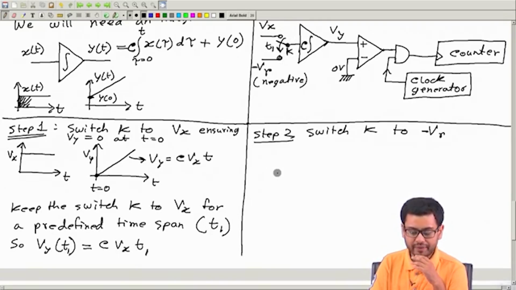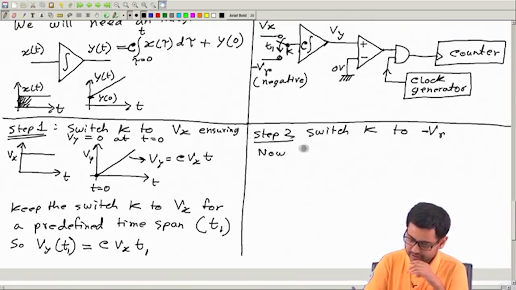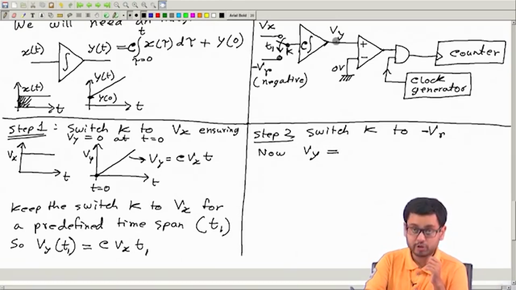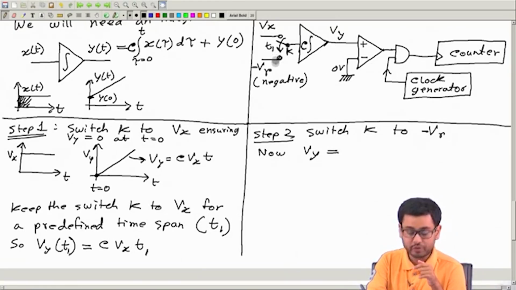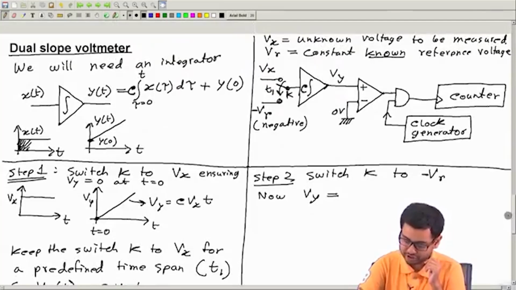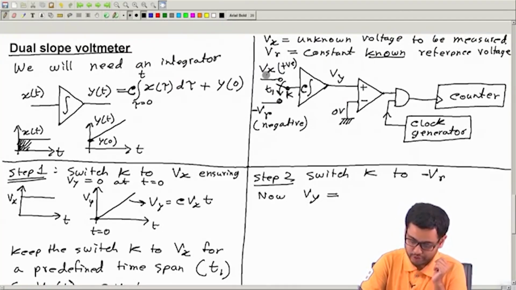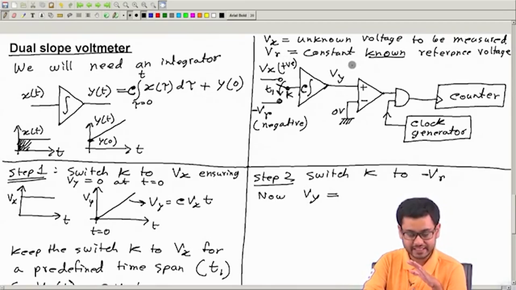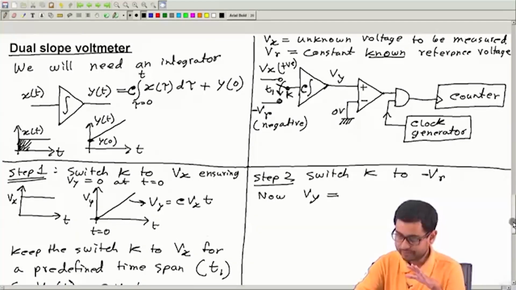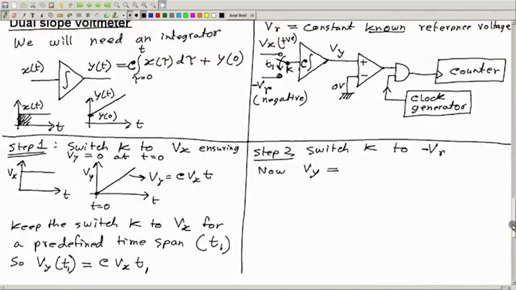Now what will happen? Now this Vy will start to decrease, because now the input is negative, and if you integrate a negative value, the result decreases with time. Previously the output was increasing, now it is decreasing. That's important.